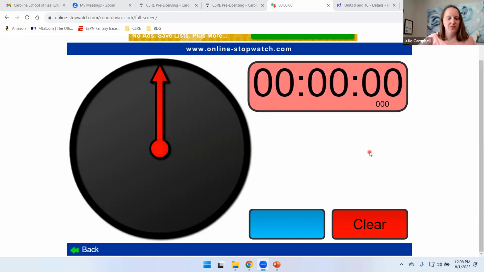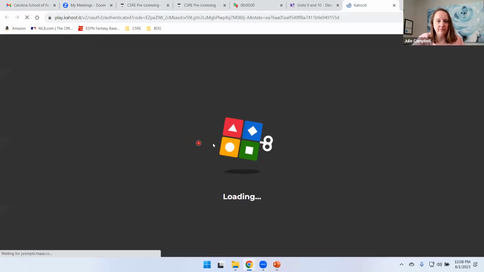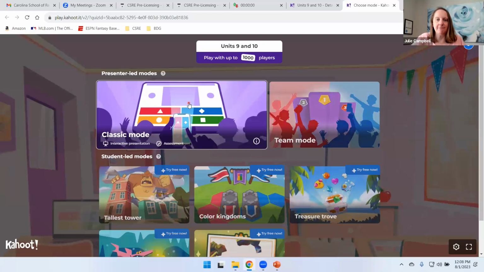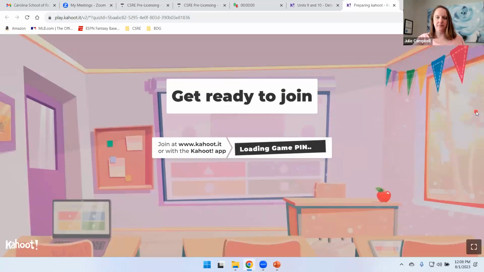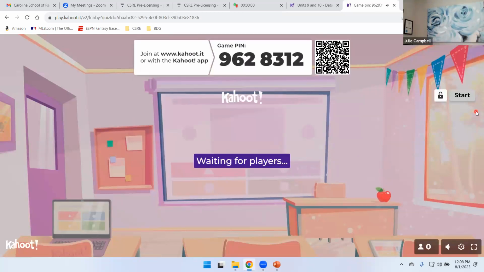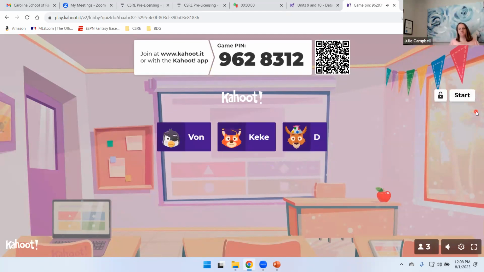Good. So let me take attendance and y'all have your phones. Let's go ahead and grab those because we are going to Kahoot. So this is our contract Kahoot. This is from units 9 and 10. Easiest way to join a Kahoot, scan the QR code. It'll take you straight to it. If you're using the website or the app, you need a game pin. The game pin for this Kahoot is 962-8312.